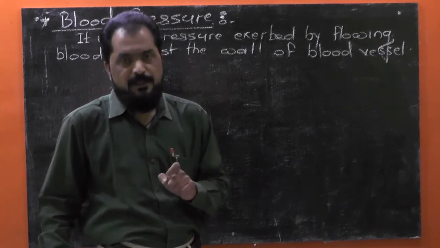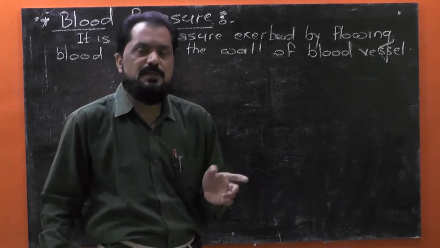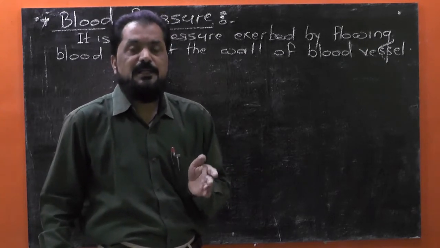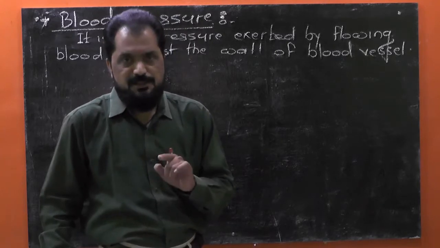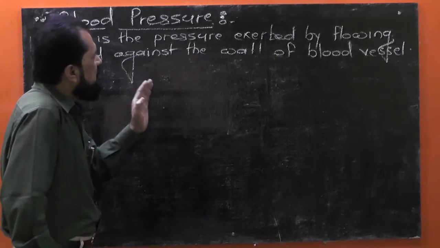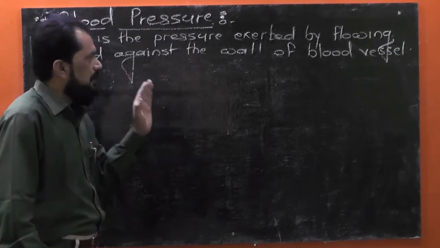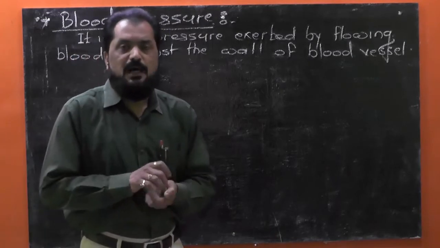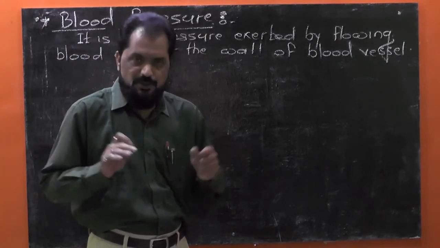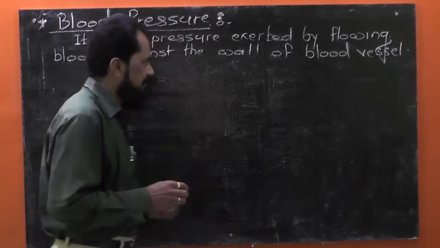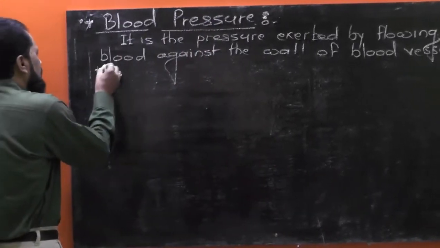And that's why during the measurement of blood pressure, the blood pressure is measured and considered in arteries. And therefore we can say that the pressure exerted by flowing blood against the wall of arteries is known as arterial blood pressure, which is considered in medical field. So we can write what is arterial blood pressure.